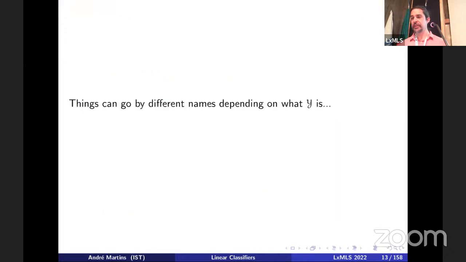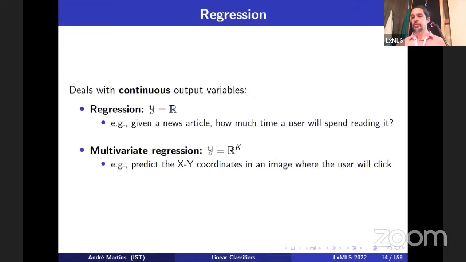Depending on what our output space is, we give different names to these problems. For example, in regression, we are dealing with continuous output variables. And if you remember Mario's class yesterday, he talked about continuous random variables and discrete random variables. This often implies that we are using continuous random variables.